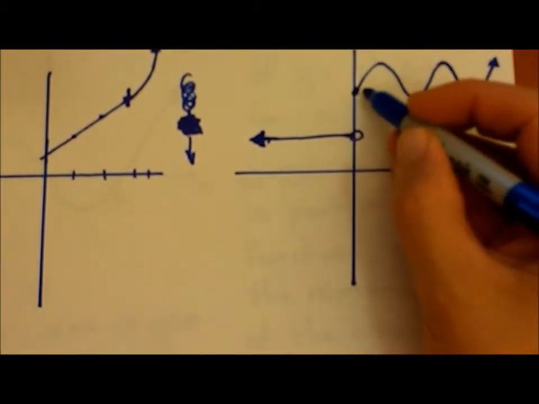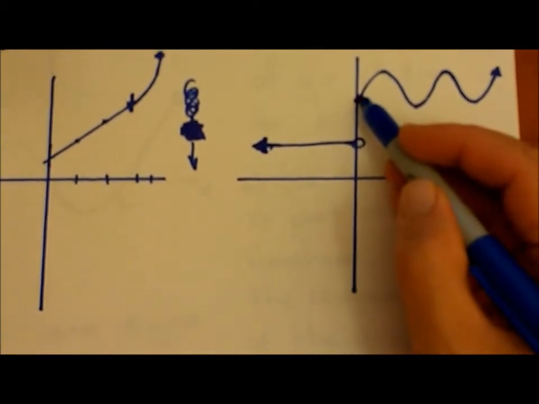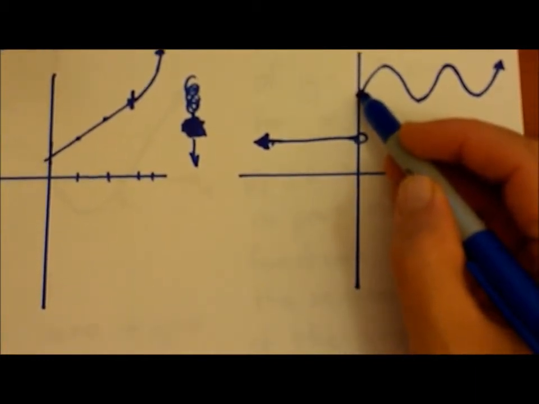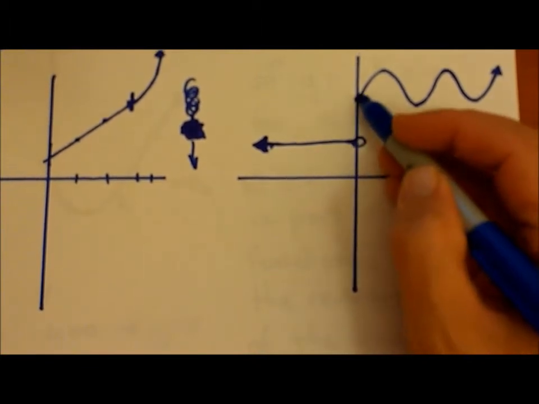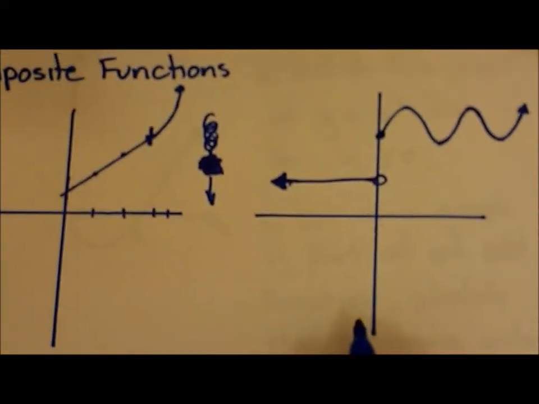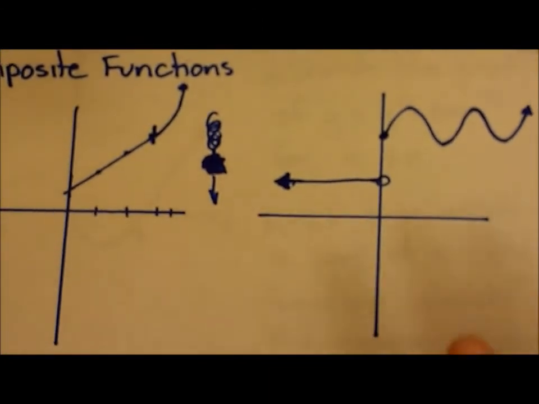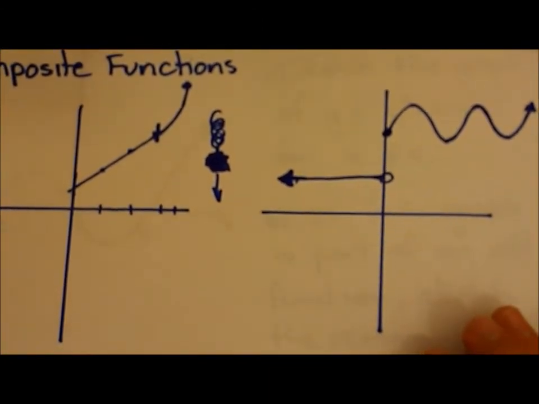At the start of this one, I've got a solid dot. This is the value at x equals 0. So the round dot means don't include that point. The solid dot means include that point. So they're what composite functions look like on a graph.